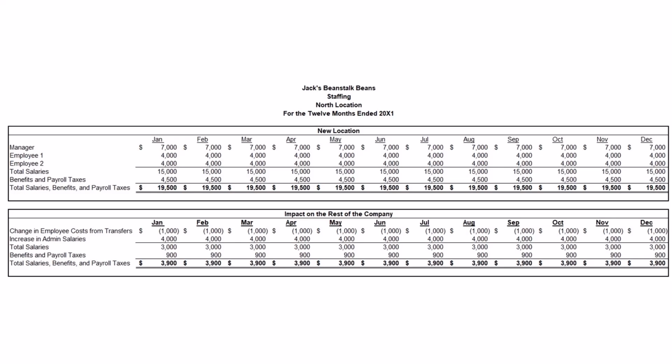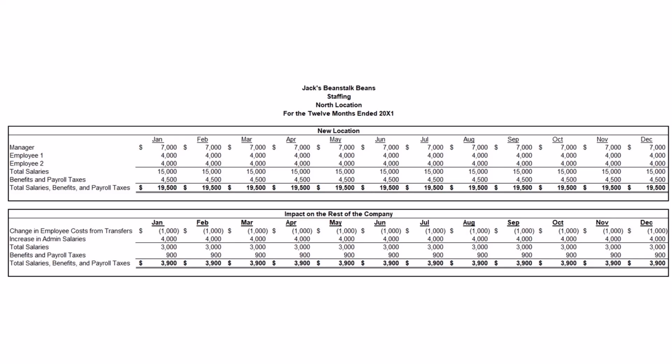This analysis assumes that benefits and payroll taxes are 30% of salaries. For analyses like this, it's common to project benefits and taxes at the same ratio to gross salaries as your existing locations. The total of salaries, benefits, and payroll taxes will be carried over to the profit worksheet.